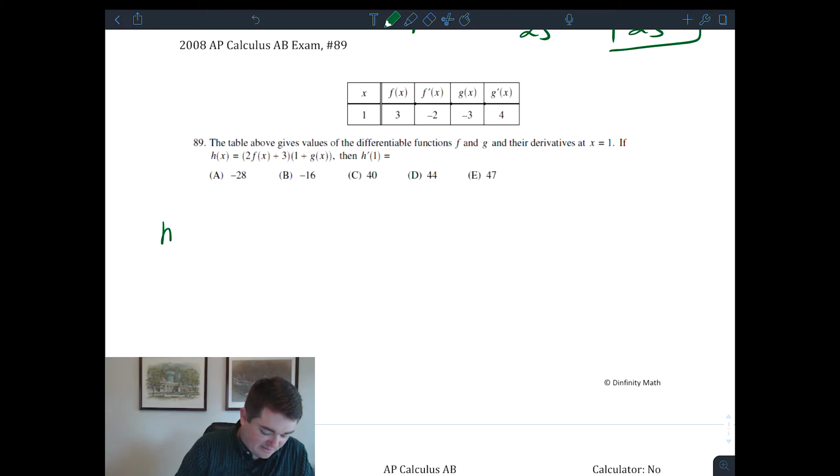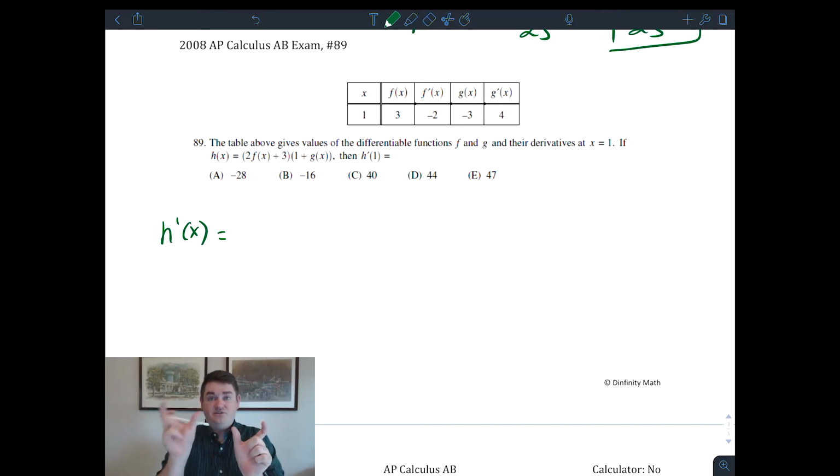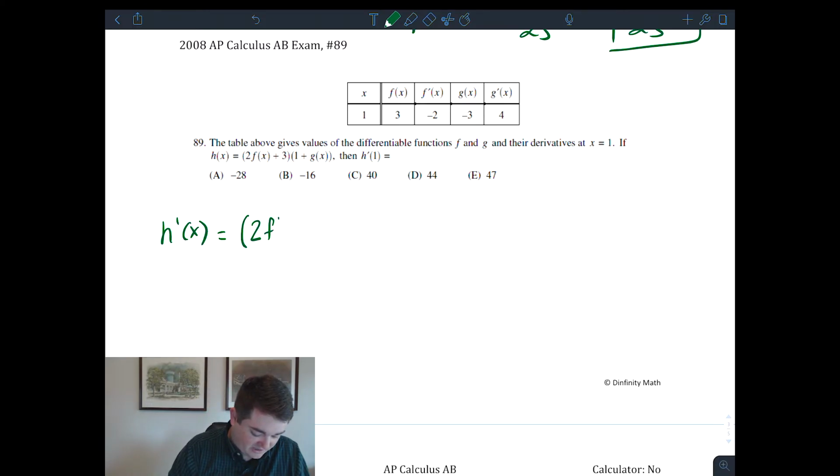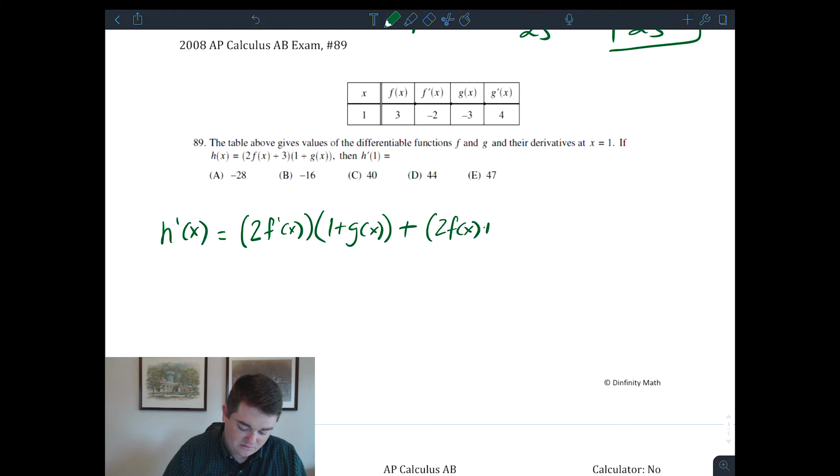First, we need to find h prime of x. And in doing so, we notice that I've got two terms being multiplied together, 2f of x plus 3 and 1 plus g of x. So to take that derivative, I'm going to need the product rule. So to start out, the derivative of 2f of x plus 3 would be 2f prime of x. Again, that 2 is a coefficient. It's along for the ride. Times 1 plus g of x, plus the first, which is 2f of x plus 3, times the derivative of 1 plus g of x. That would be 0 plus g prime of x.